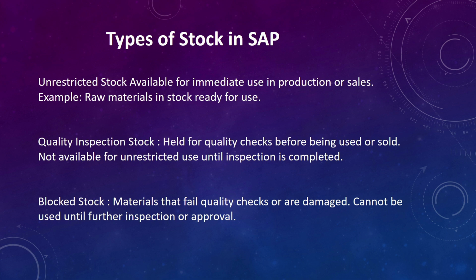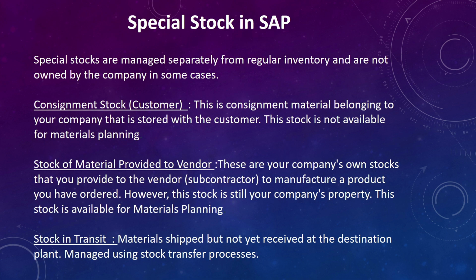Now let's move to the special stock. Special stock is managed separately from regular inventory and is not owned by the company in some cases. Special stock is managed separately because ownership may differ, stock is linked to a specific object, or planning behavior is different.